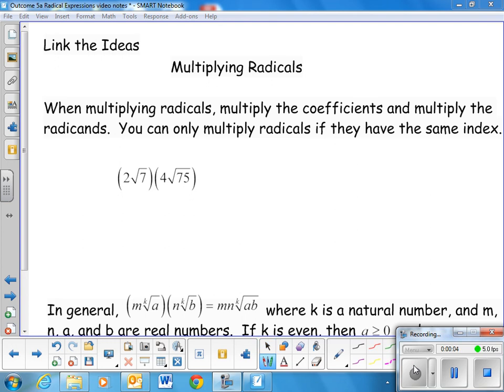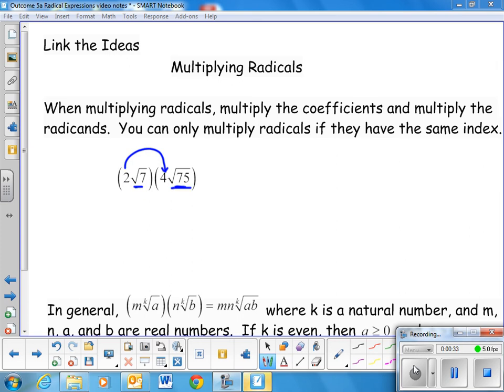Multiplying radicals. When multiplying radicals, multiply the coefficients and then multiply the radicands. You can only multiply radicals if they have the same index. So both of these radicals in the next question are square roots, so we know that we can multiply them. To multiply them, we need to multiply the numbers out front by the other numbers out front, and the numbers underneath by the other numbers underneath.